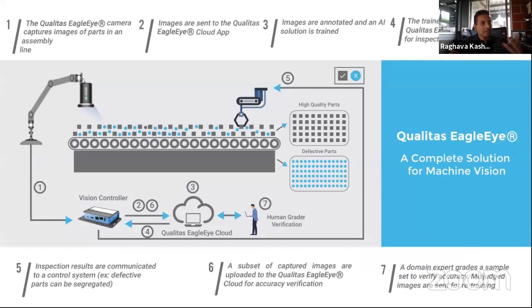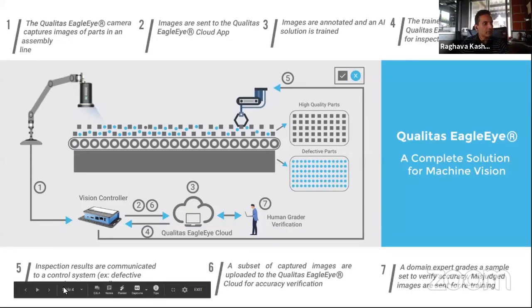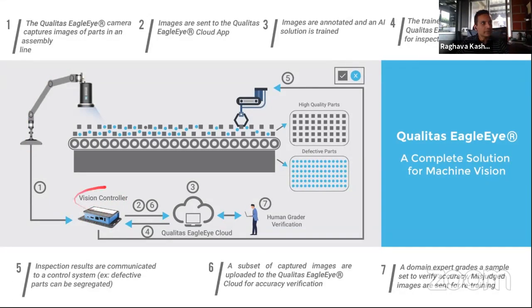I'm going to skip through the details, but essentially it's two basic components. We have what is known as the factory floor component. There is a camera which is taking pictures of components on the factory floor. And then there is what we call the vision controller. That's the brain. The camera sends images into a vision controller, and the vision controller takes the decision based on what it sees.